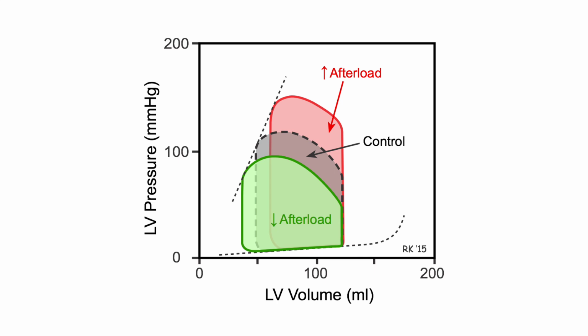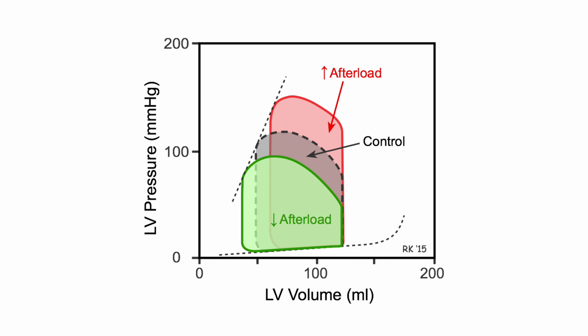And that relationship is shown here again in a pressure volume loop. So again, you've got LV pressure on the y-axis and LV volume on the x-axis. And you can see in the red loop that as you increase afterload and you increase the pressure that needs to be overcome during contraction, during systole, for blood to leave the heart, you're going to have less time for blood to leave the heart. You're going to have a lower stroke volume. So you're going to decrease cardiac output.